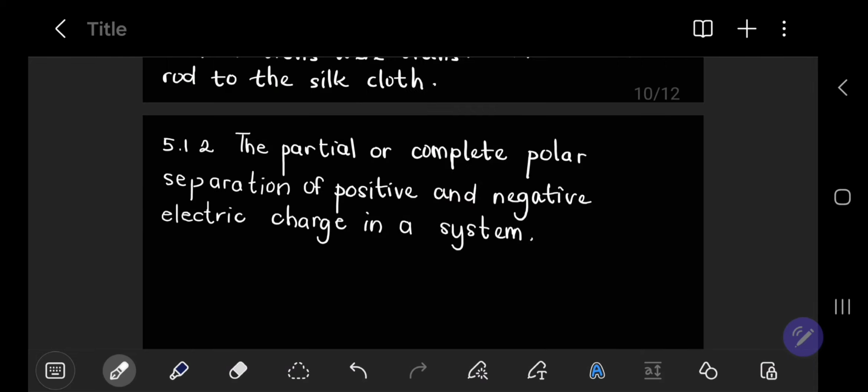So here is the definition. It is the partial or complete polar separation of positive and negative electric charge in a system. Basically, what happens is it causes your positive and negative charges to separate, so they move to opposite ends of the object.